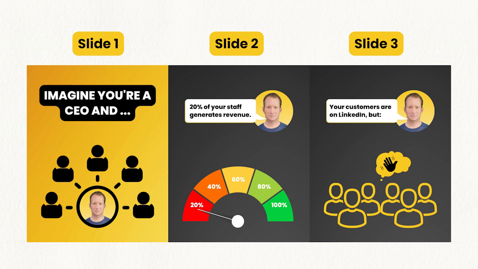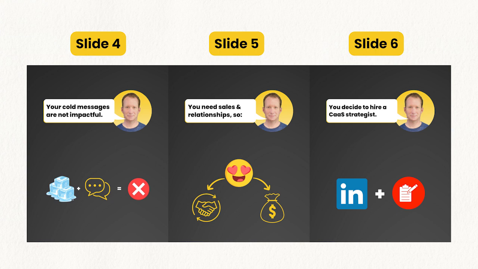This carousel that I'm showing you here is something that I've used many times. I'll explain that at the end of this, because I really want you just to capture how we build a content as a service type program. So imagine you're a CEO of a company. Only 20% of your staff generates revenue. You know your customers are on LinkedIn, but your cold messages are not impactful. You need sales and relationships.